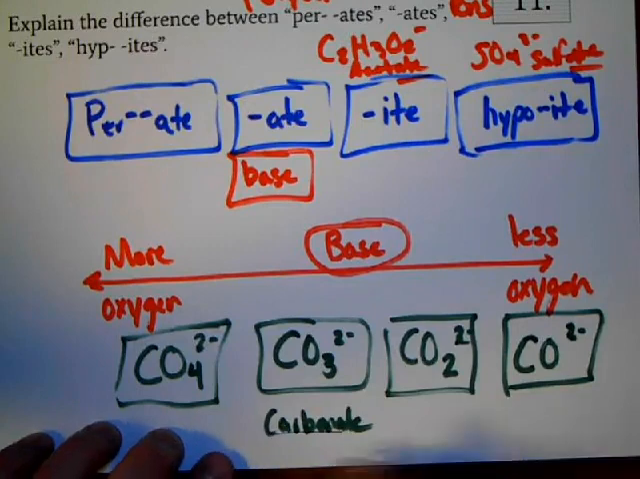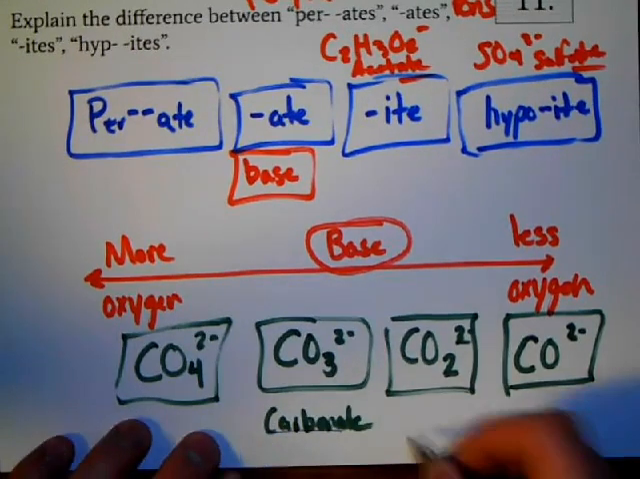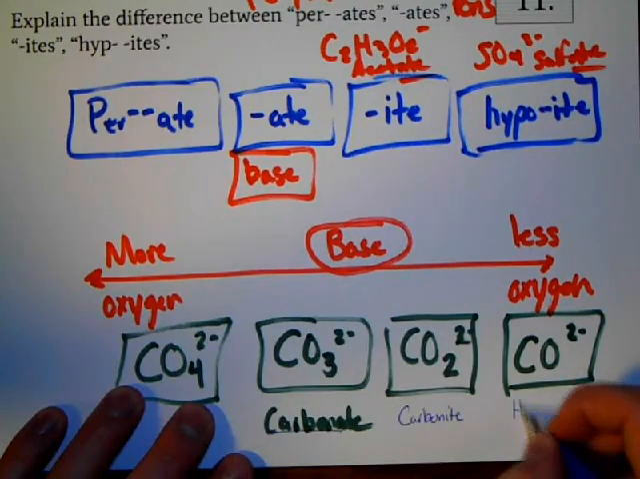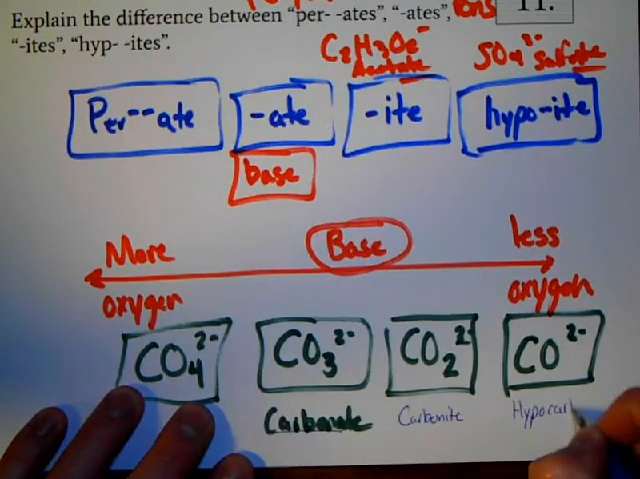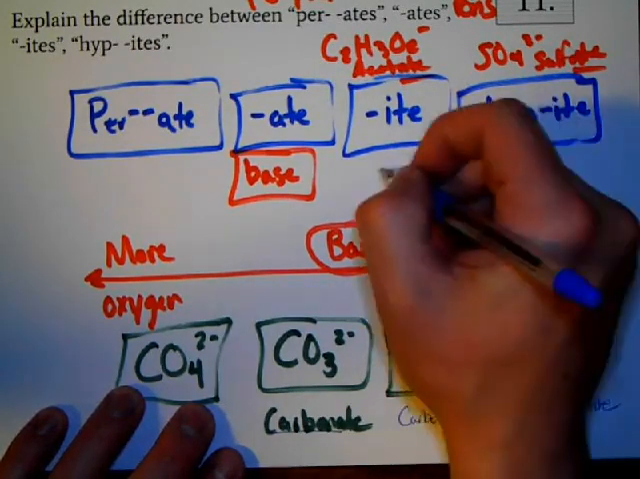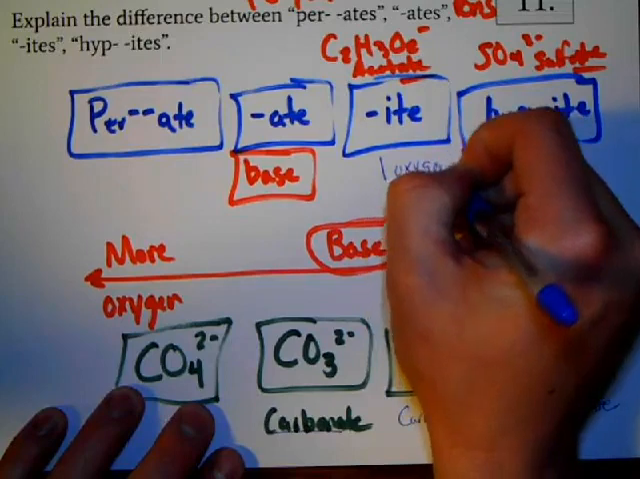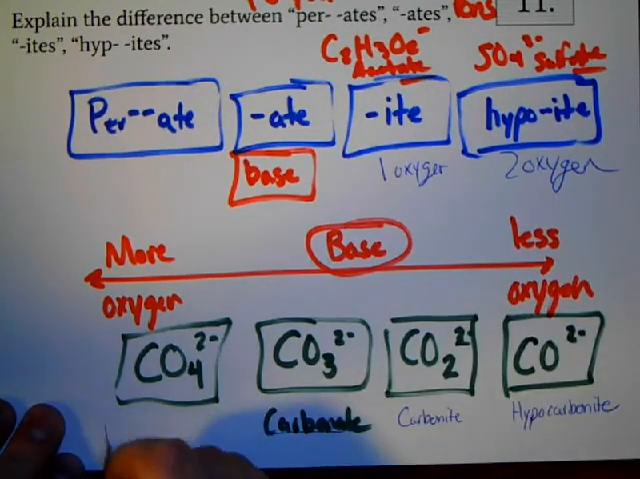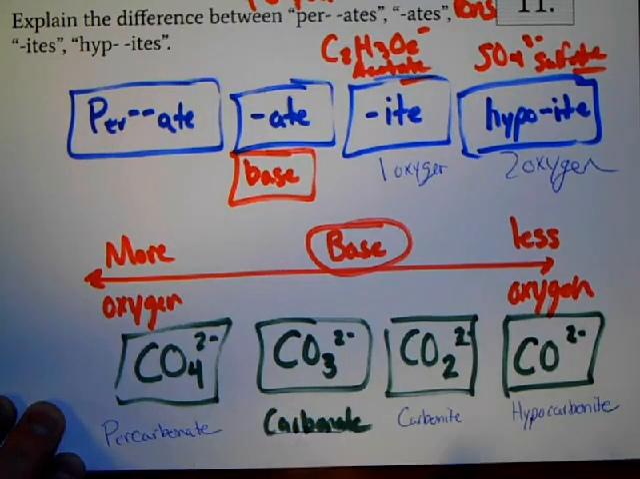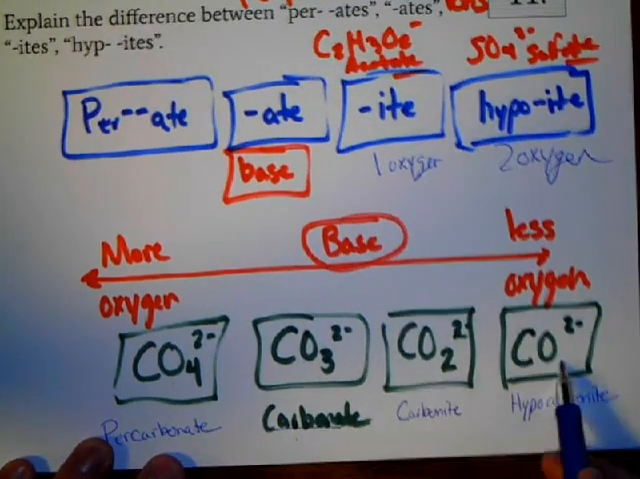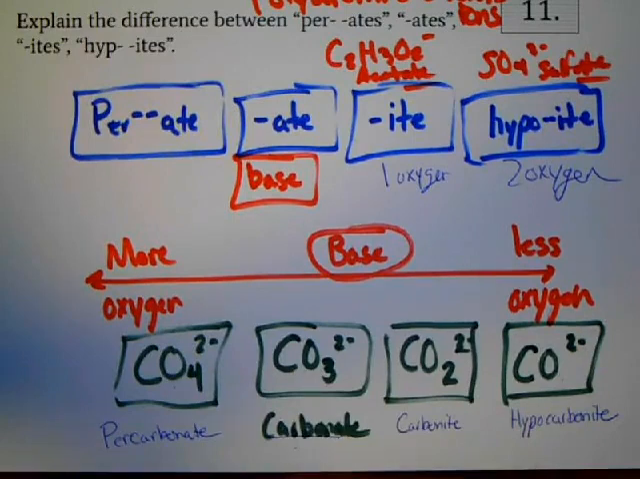They keep the same root, carbonate, but instead of being carbonate, it becomes carbonite, and then it becomes hypocarbonite, based on whether it lost 1 oxygen or lost 2 oxygen. Now, if we gain 1 oxygen, we go from carbonate, we add the prefix per at the beginning, and there we go, we have our new name. This is percarbonate, this is carbonate, this is carbonite, this is hypocarbonite. You can start seeing some of the patterns here.